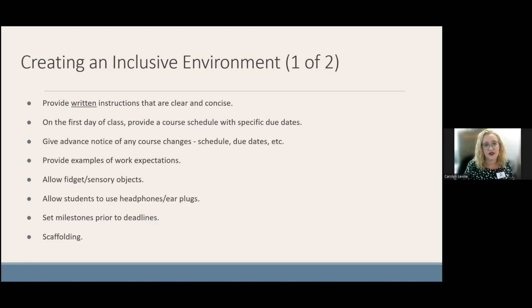Giving advance notice of course changes, schedules, due dates, giving examples of work expectations, allowing students to have fidget or sensory objects, wearing headphones or earplugs, again, as long as these things don't disrupt the rest of the class. So I had a student once ask if he could bring his modeling clay as his sensory fidget toy. And he was literally going to be building models out of clay on his desk.